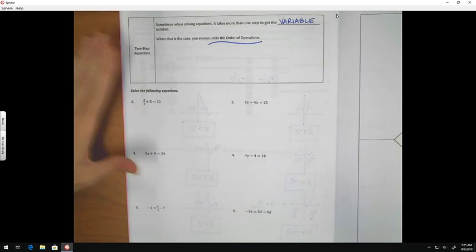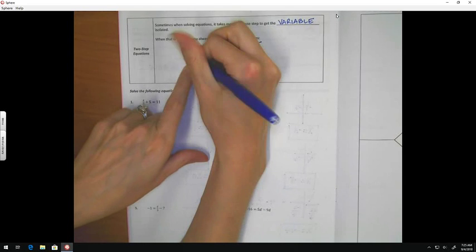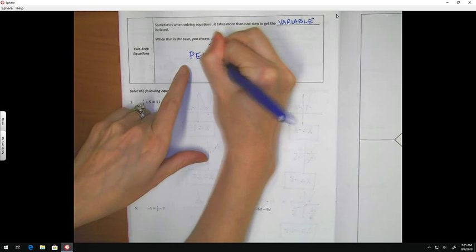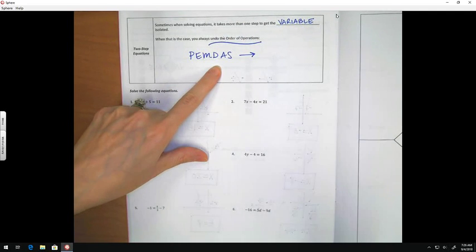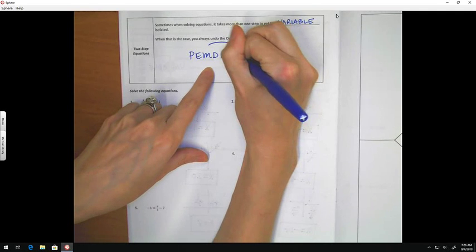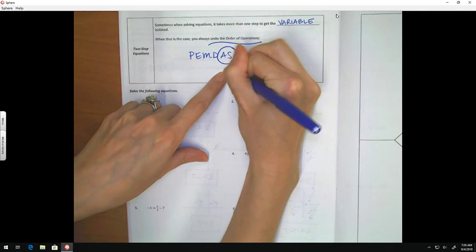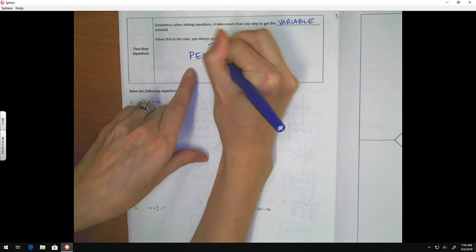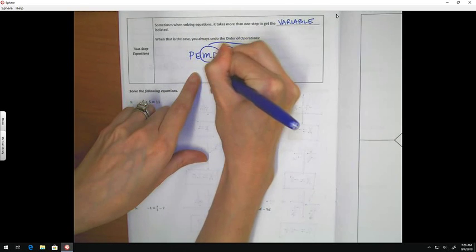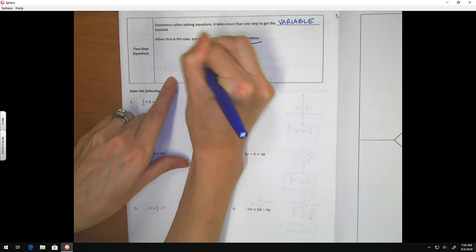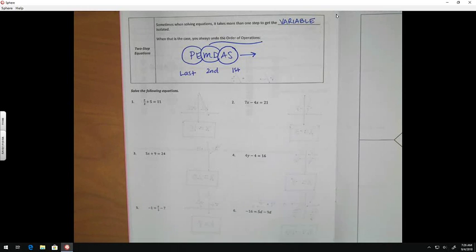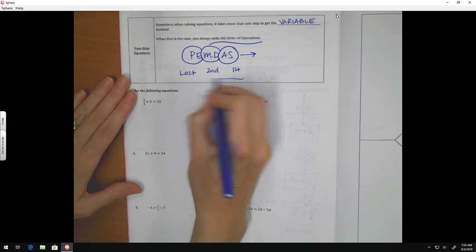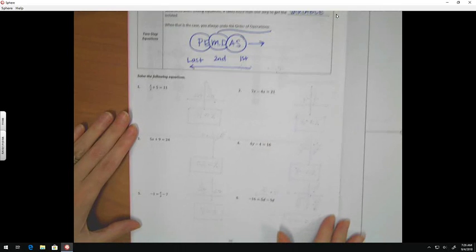So it's actually backwards. When you're solving an equation, you know how order of operations is PEMDAS? When you're solving equations, you actually do the steps backwards. So you actually do the addition and subtraction first. Then you do the multiplication and division second. And then you deal with any parentheses and exponents last. Okay, so it's kind of backwards. So I'm going to draw the arrow going this way, backwards. I'll show you what I mean.